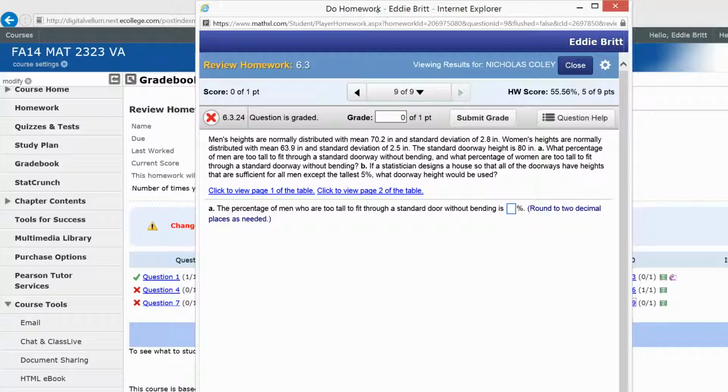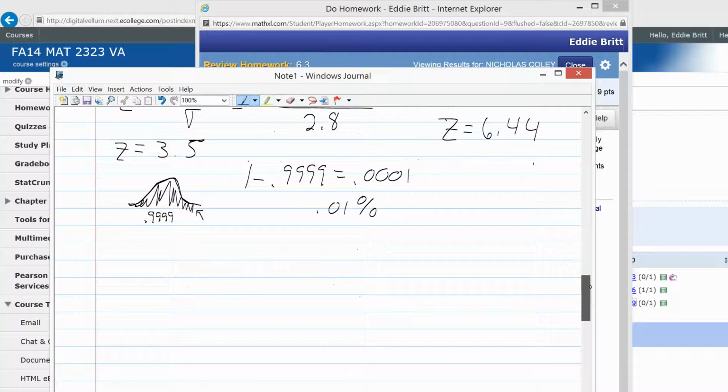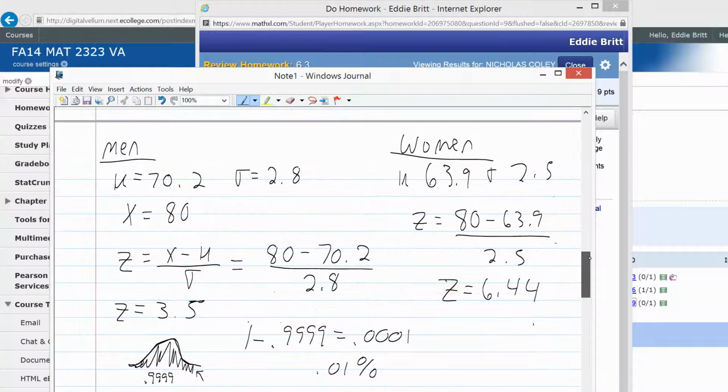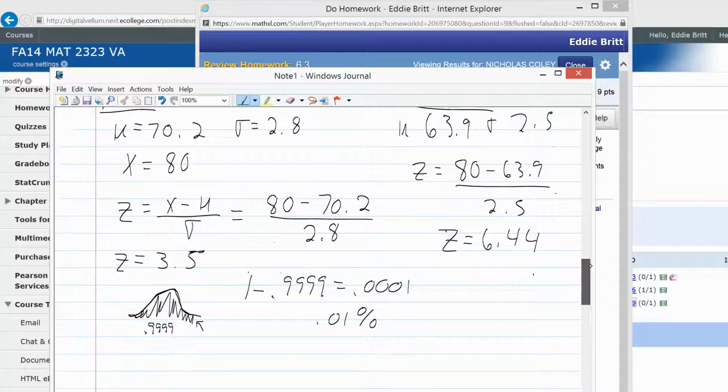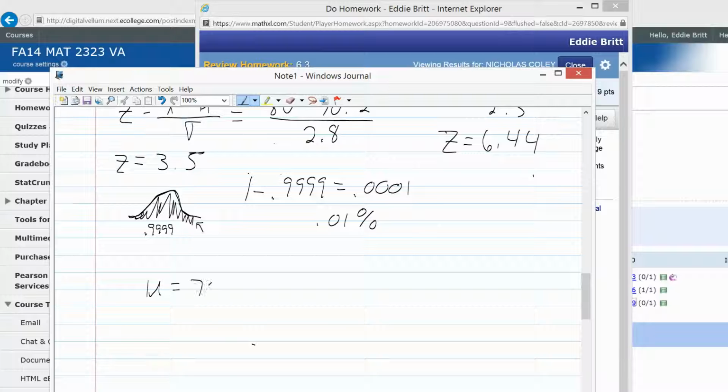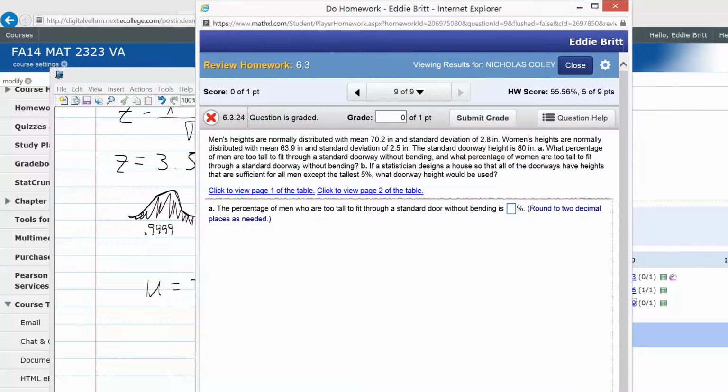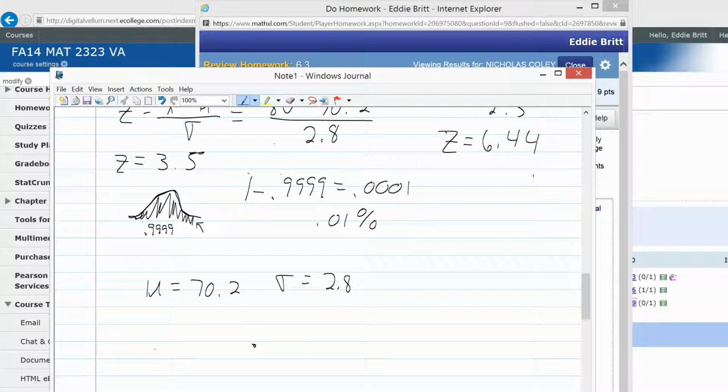And so, if a statistician designs a house so that all of the doorways have heights that are sufficient for all men except the tallest 5%, what doorway height will be used? Okay, so the tallest 5%, and we're talking about men, so the statistics for men were mean equals 70.2 and standard deviation equals 2.8, and it said it wants all but the tallest 5%. So we're looking for an x value for the door.